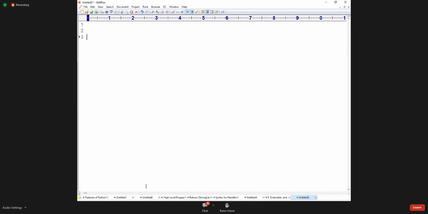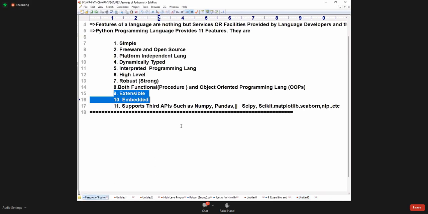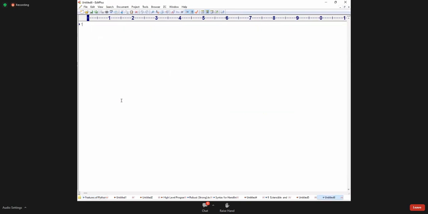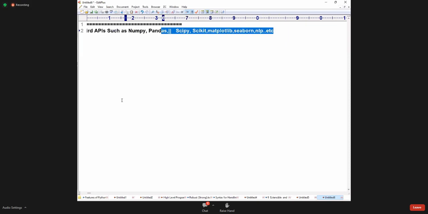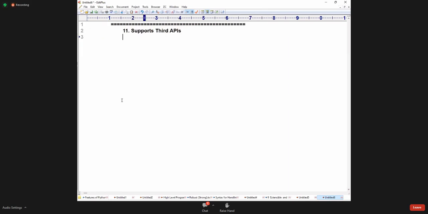Come to the point next. I'm going to introduce the next feature, the last feature. Did you understand embedded and extensible? Now I am entering into the other party, third party software. I'm going to introduce one more very important thing: third party APIs. Third party APIs are also very important in the real world.